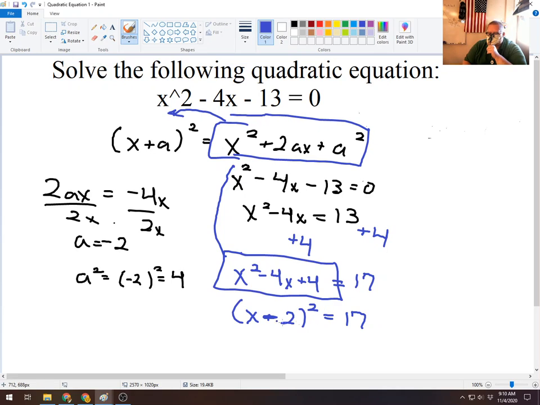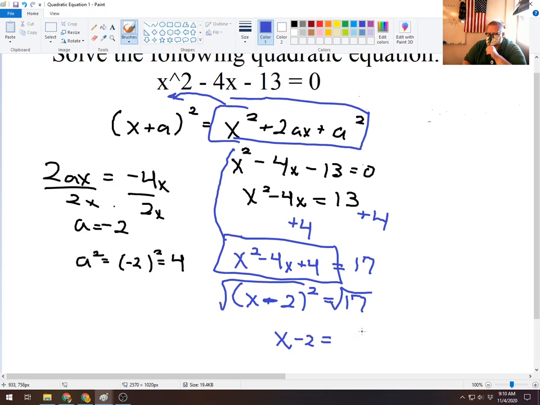And now we can actually solve for x, because we just take the square root of both sides, and we have x minus 2 equals. Now when you take the square root here, there are two possibilities, right? Two things can give you 17 when you square them. It could be negative square root of 17 or positive, so we use this plus or minus. And then finally, we just add 2 to both sides. So we get x equals 2 plus or minus the square root of 17.